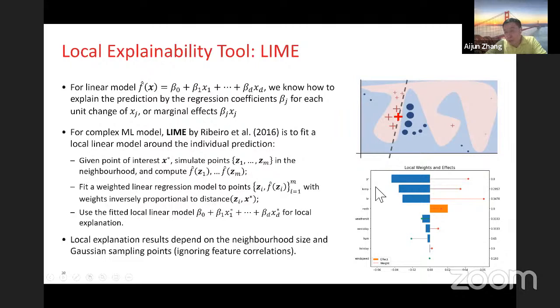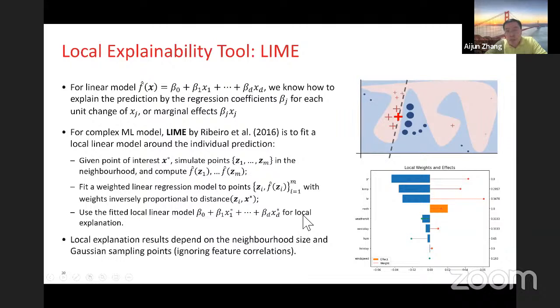That's the idea, okay? Due to sampling, the weight is inversely proportional to the distance, because the points far away from the target point take less weight, but the points close to it take larger weights. So that's the idea. So we fit a weighted linear regression model. Then we have this linear model.